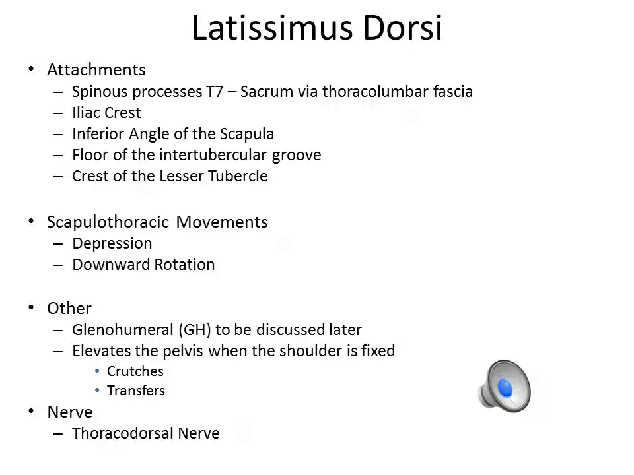The latissimus dorsi produces movement at both the scapulothoracic interface and the glenohumeral joint. The movements at the glenohumeral joint will be discussed in a later lecture. The movements at the scapulothoracic interface include depression and downward rotation. The innervation of latissimus dorsi is the thoracodorsal nerve.